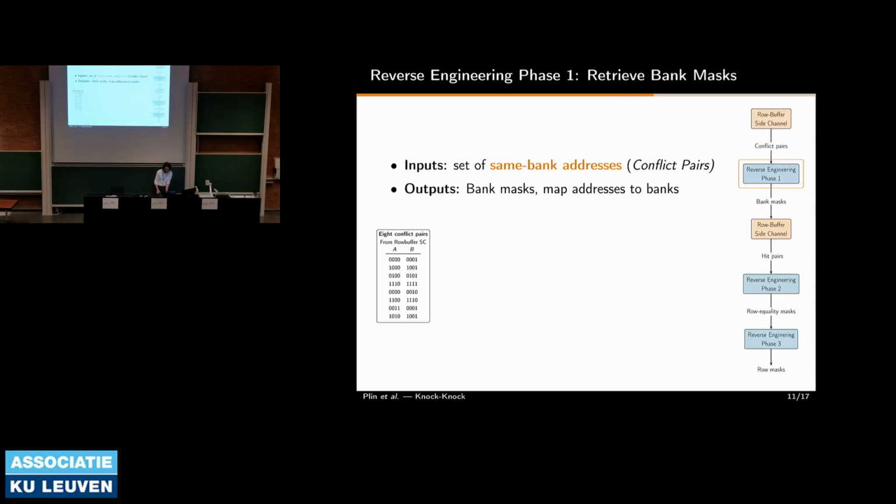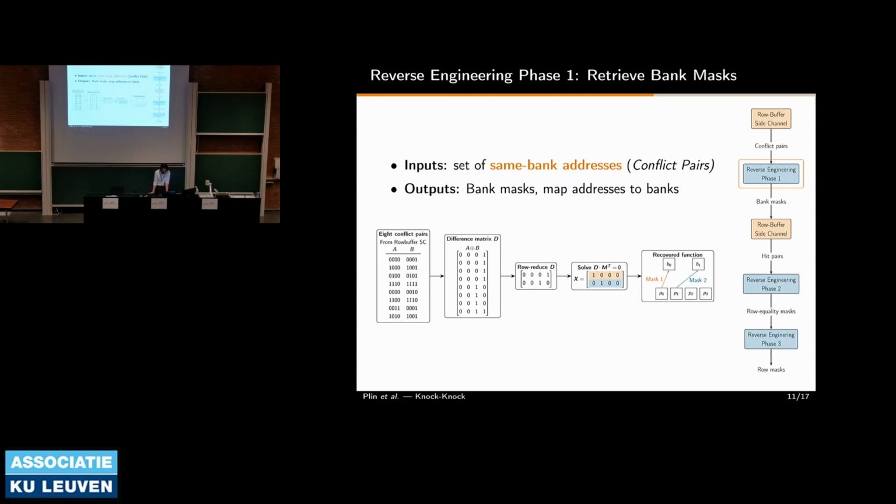So the first one is to retrieve the bank mask. For this, we find a set of conflicting pairs, meaning pairs of addresses that produced higher latency access. We build a difference matrix by XORing each pair of these addresses. Then we row reduce this matrix to basically get the essential of the information given by these different matrices. Then we find the null space of this matrix, and that gives us directly the different functions used for the mapping.